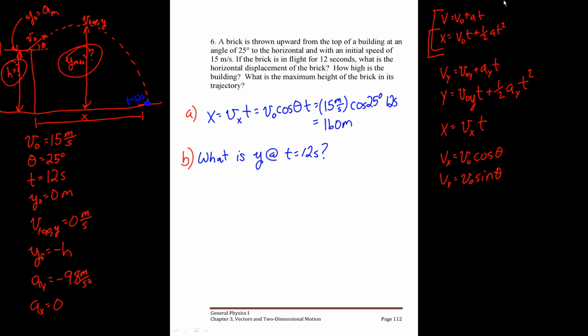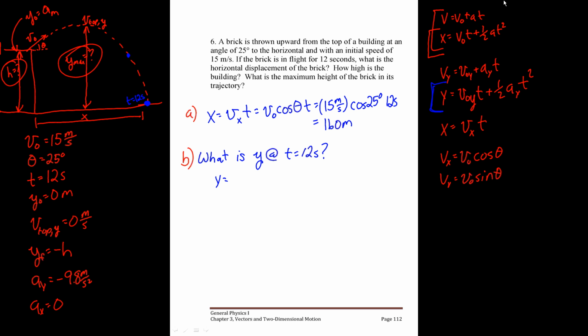So, you know, with these equations, you can put in the time for any point during the trajectory and find the position, either the x or the y position at that point. If I knew the time here, I could just put in that time and find the y position there. But I particularly want to know the position at t equals 12 seconds. So I say y equals v naught y t plus 1/2 a y t squared. That's this equation right here.